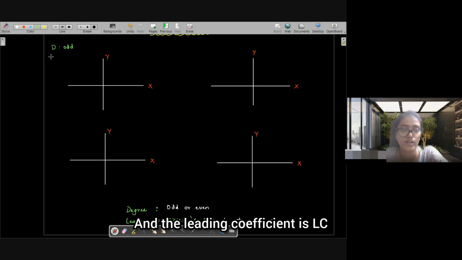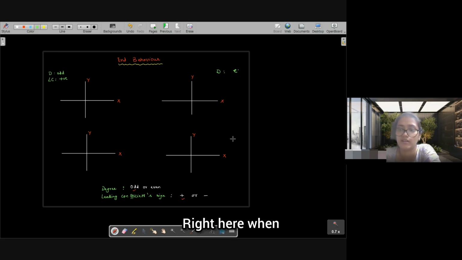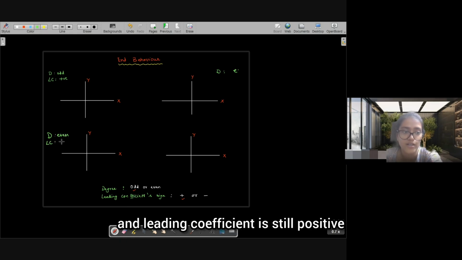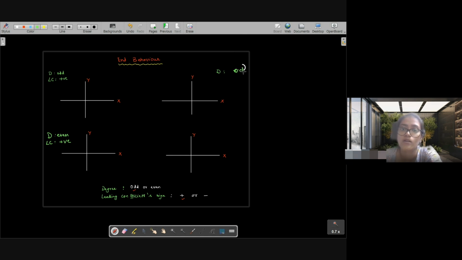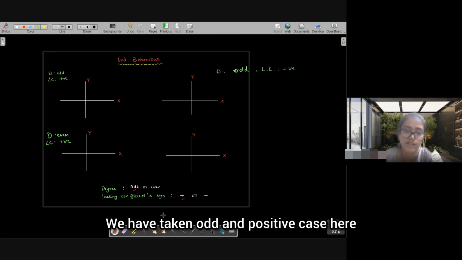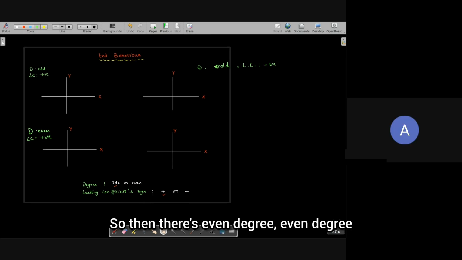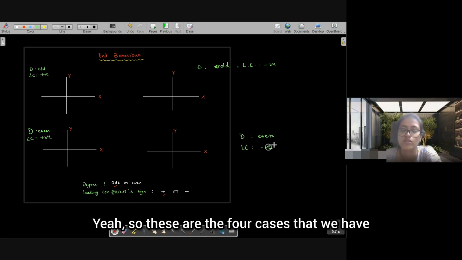and the leading coefficient, I'll write it LC, is positive. The next case is when the degree is even and the leading coefficient is still positive. Another case is when the degree is odd and the leading coefficient is negative. We have taken the odd and positive case here. Then there's even degree with positive leading and negative leading, and odd degree with positive leading and negative leading. So these are the 4 cases that we have.